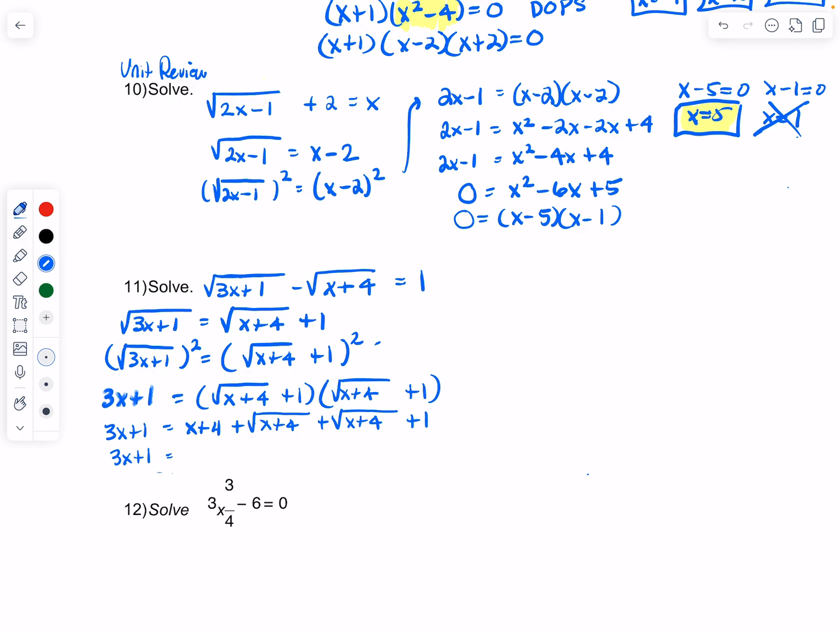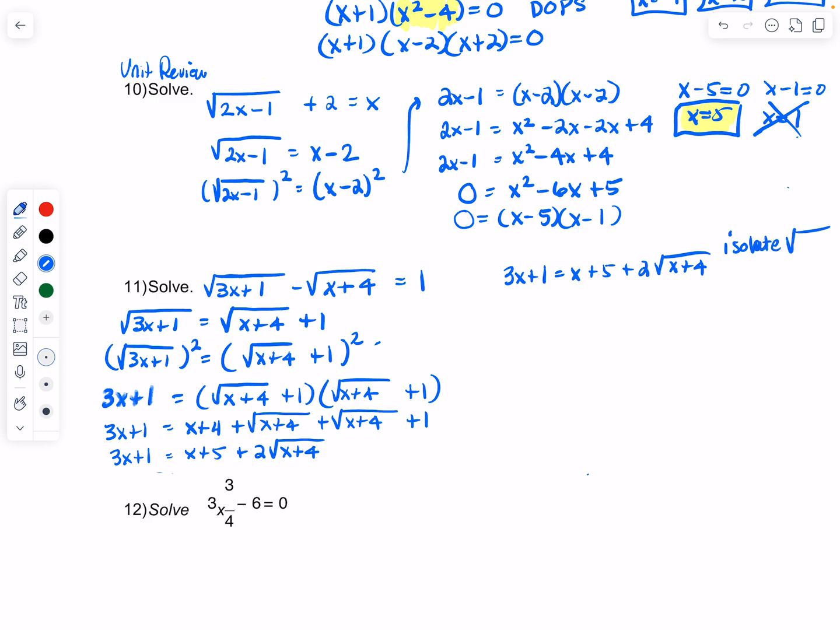x plus 4, 4 and 1 is 5, so x plus 5 plus 2 square roots of x plus 4. And what I just did there was combine like terms. Okay, so now I have 3x plus 1 equals x plus 5 plus 2 square roots of x plus 4. So I have to do all this process over again. I'm going to have to isolate the square root.